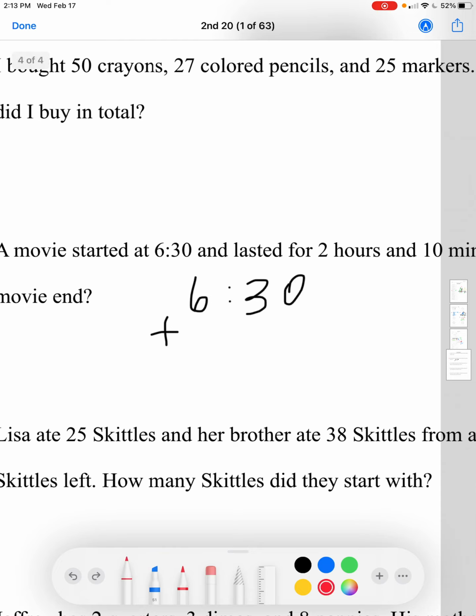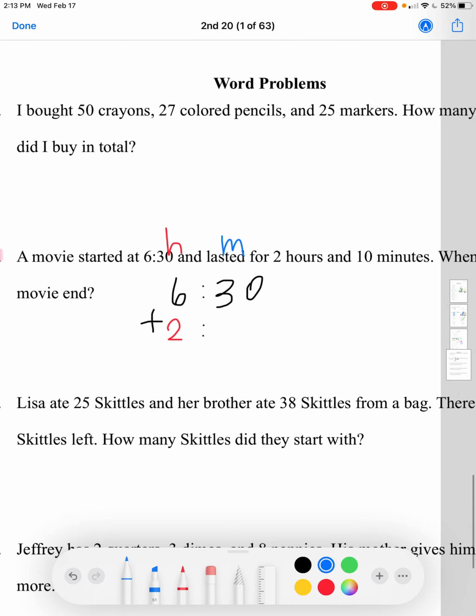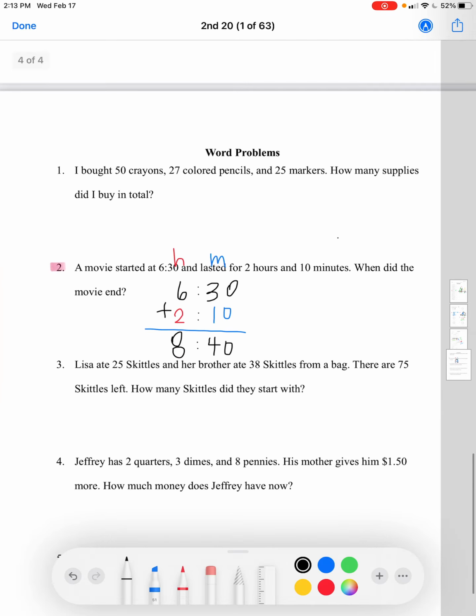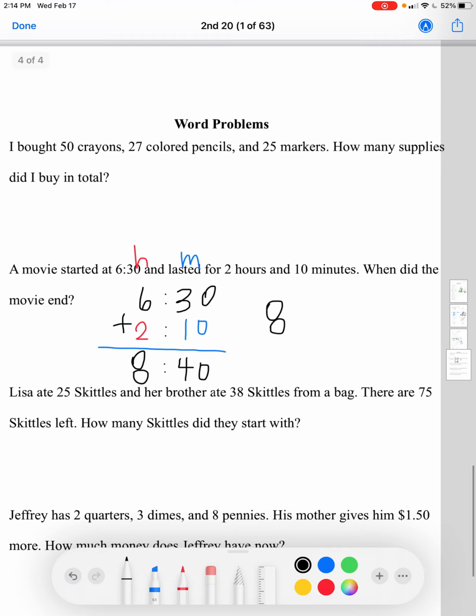Now let's add the hour right here, because remember this is the hours and this is the minutes. And then it says 10 minutes, so we're going to add 10 to the minutes side. We have 0 plus 0, which equals 0. 3 plus 1 equals 4, bring down the colon. And then we have 6 plus 2 here, which is 8. So the movie ends at 8:40.